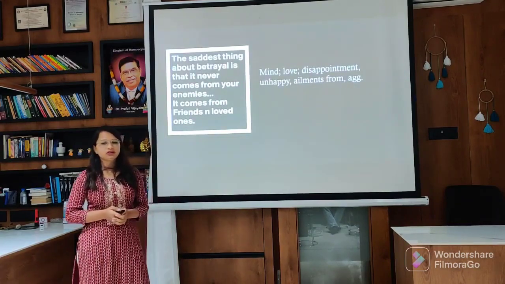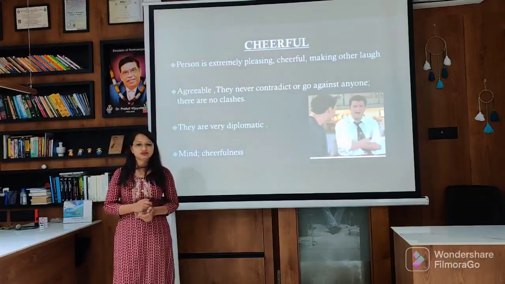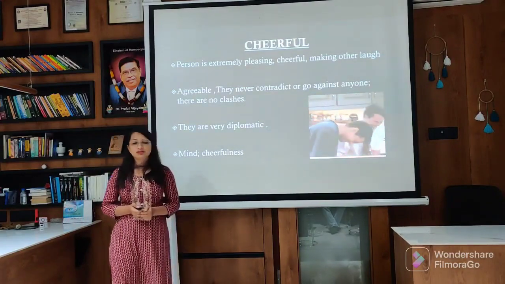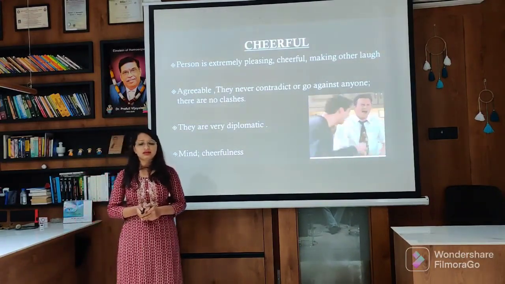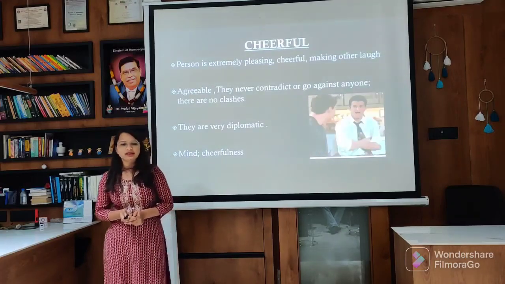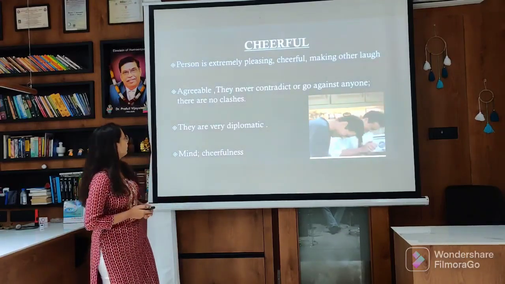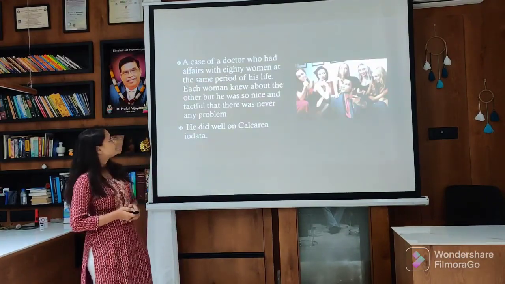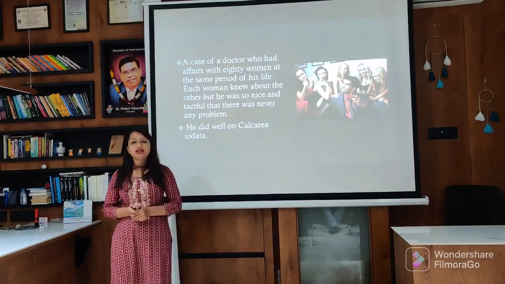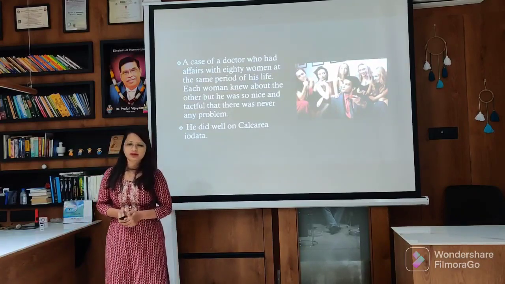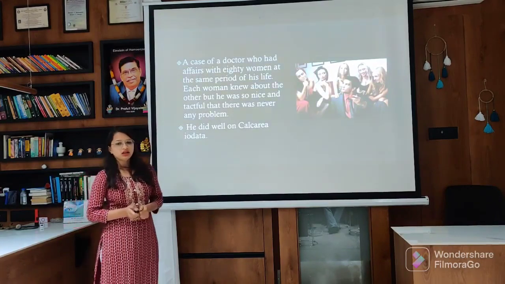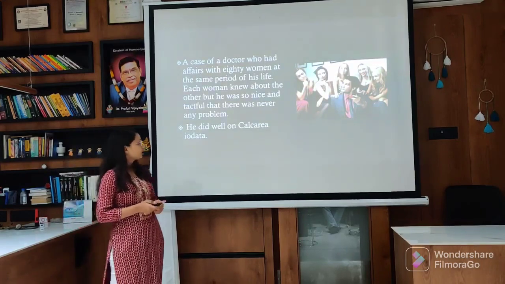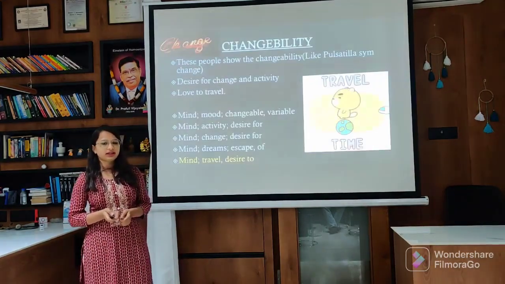The rubric: Mind, love, disappointed, unhappy, ailments from, aggravation. They are very cheerful, pleasing, making others laugh. They are very agreeable. They never contradict or go against anyone. They have no class prejudice. They are very diplomatic. A case of a doctor who had affairs with 80 women at the same time. Each woman knew about the others, so he handled them very nicely. He did well with Calcarea iodata.